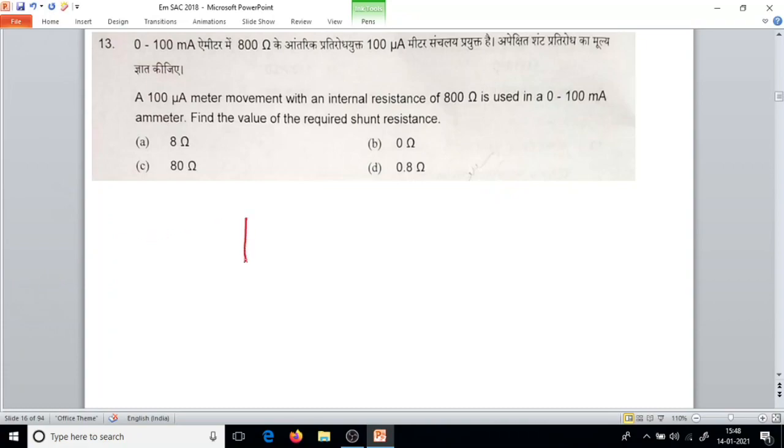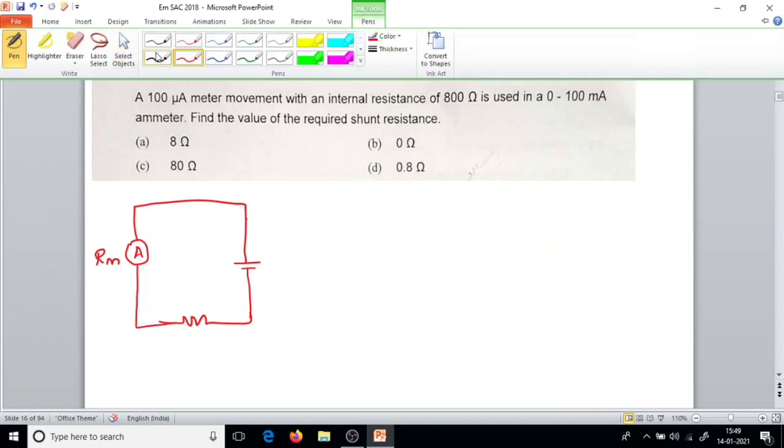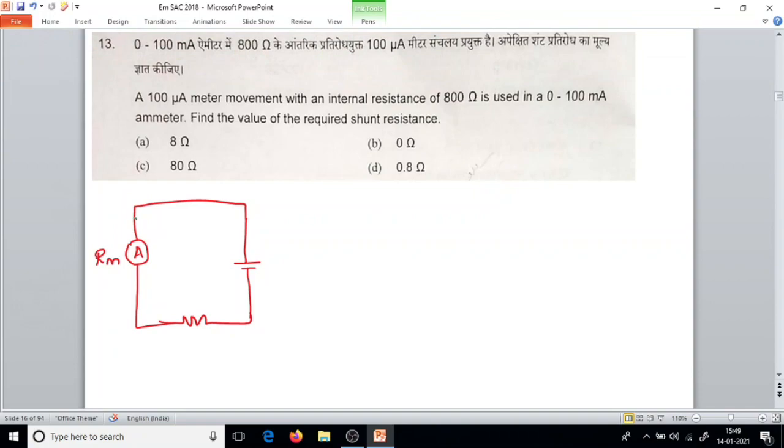Now we have a voltage source and a load also. Here we are using the ammeter. The ammeter will be used in series. This ammeter will have one resistance, that is Rm. If you want to increase the range of this ammeter, we can connect a shunt resistor here.